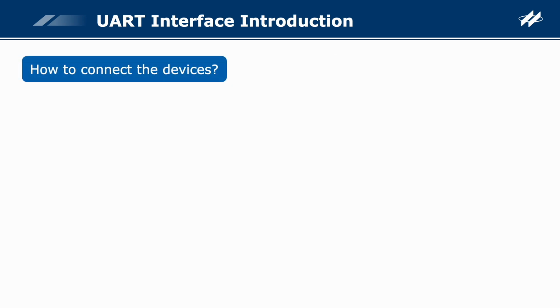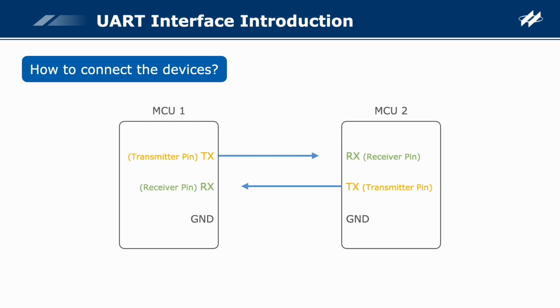Now let's learn about how to connect the communication devices. When connecting two devices, the UART transmitter pin TX of one device is connected to the UART receiver pin RX of the other device, to form a communication bridge. And both devices need to be co-grounded.